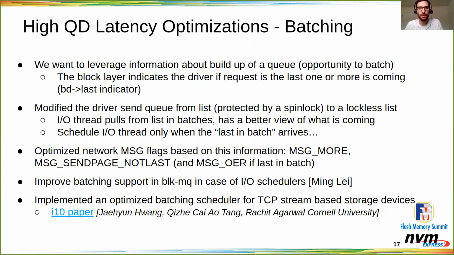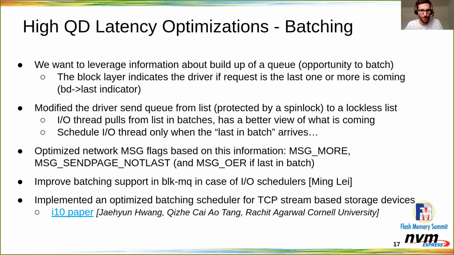What we want is to leverage information that the block layer can provide in the driver about a queue building up. From the driver perspective, you don't have a real view of all the queue that's building up in the block layer. So the first thing that is available is that the block layer can indicate to the driver whether the request being queued is actually the last one or not.